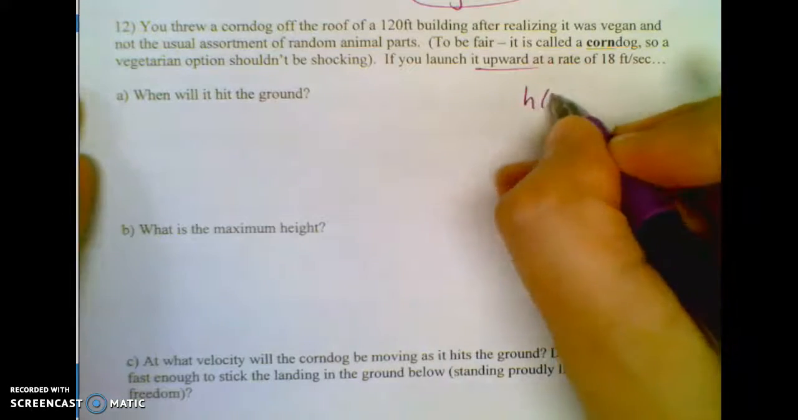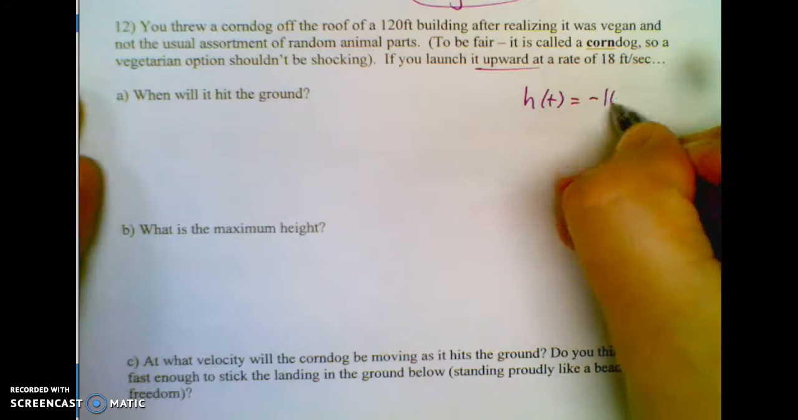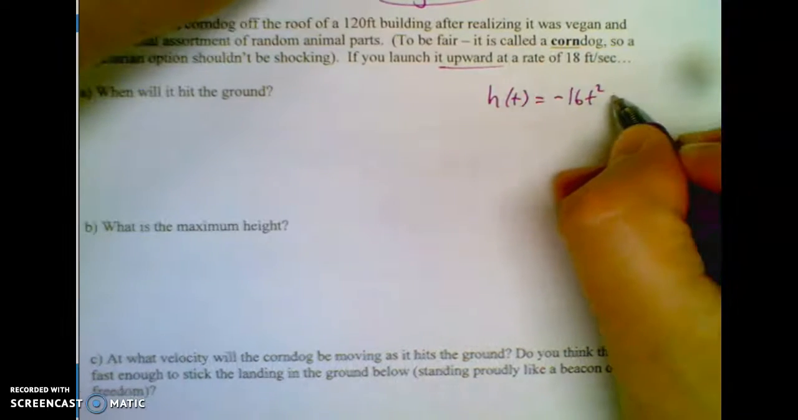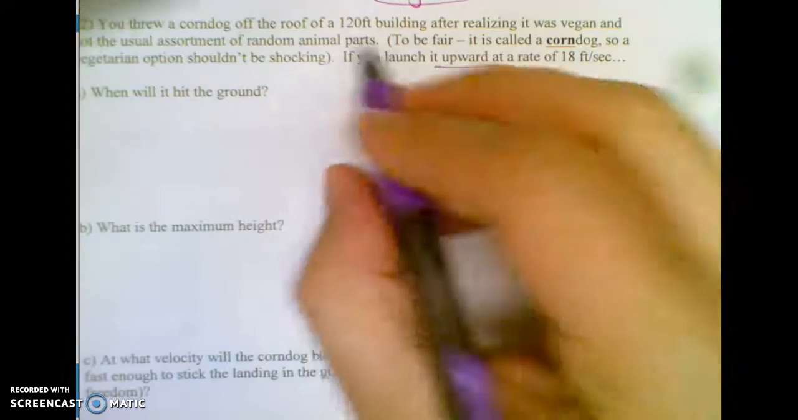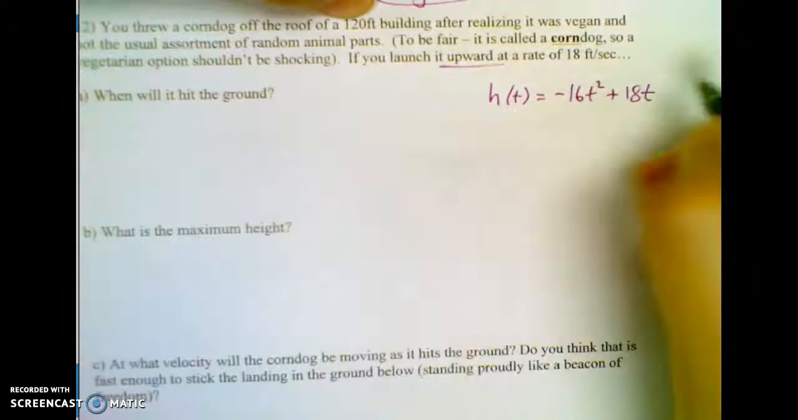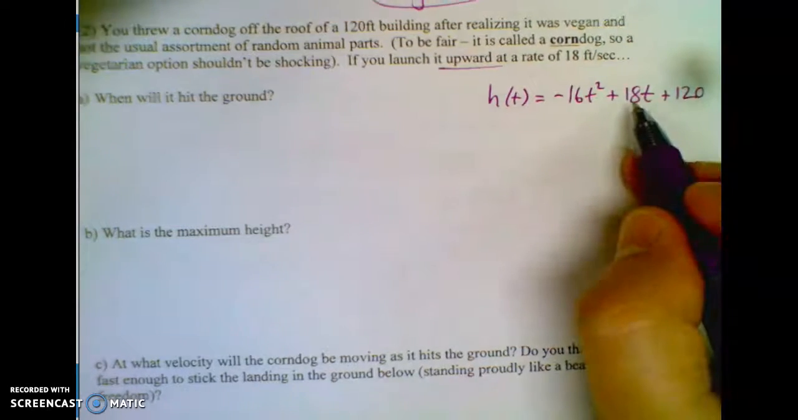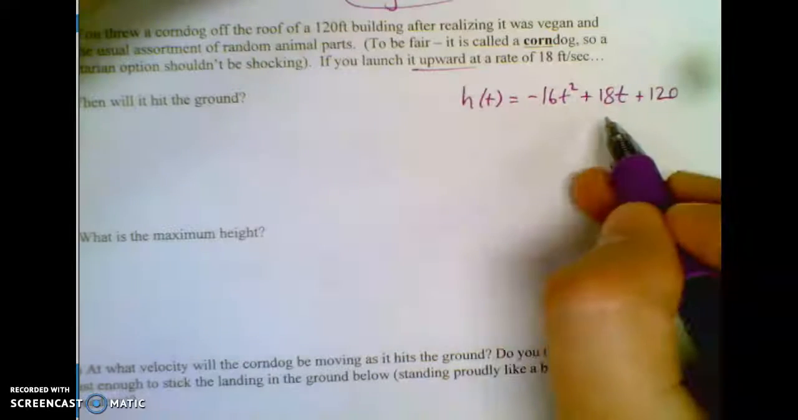Before I even get going, I need to have my 3 equations. Remember, negative 16t squared is for gravity, feet per second, and I'm going to put plus 18t, and then it said we were on a 120-foot building. It's plus because I threw it upward. If I would have thrown this hot dog downward at 18, it would have been a minus.